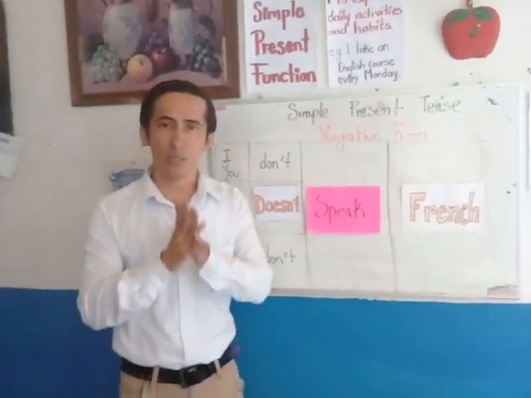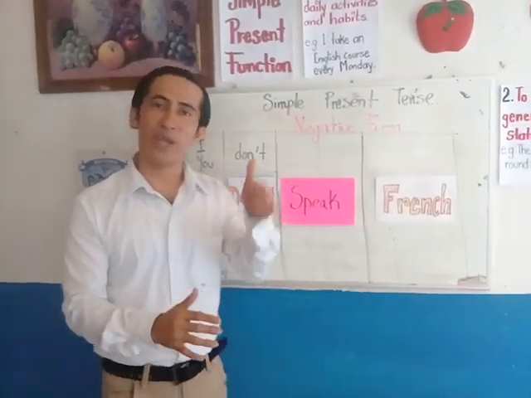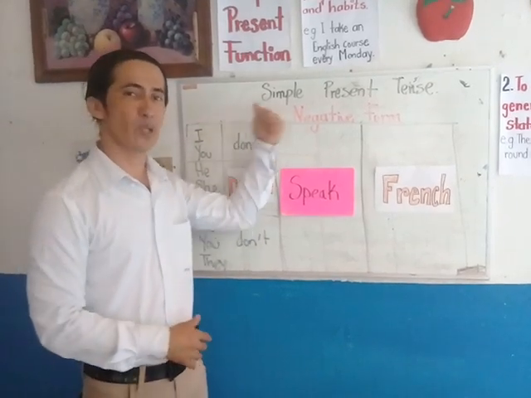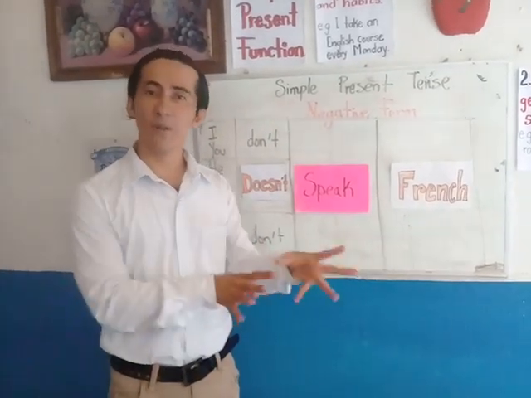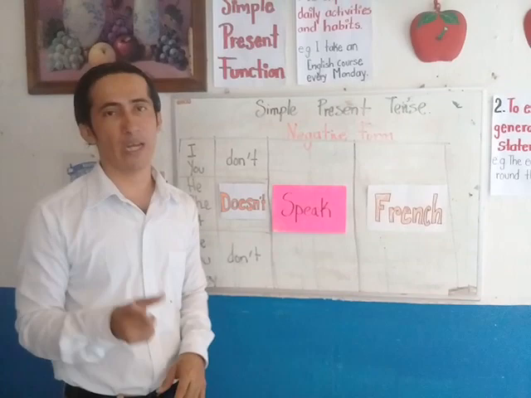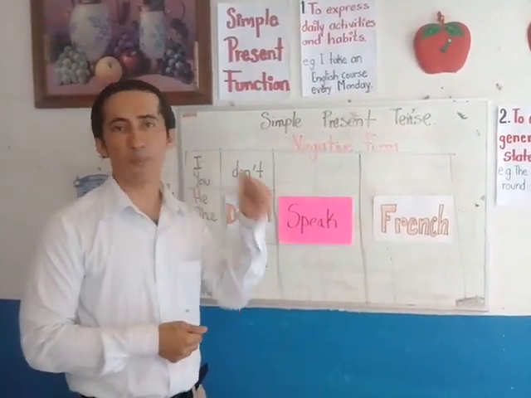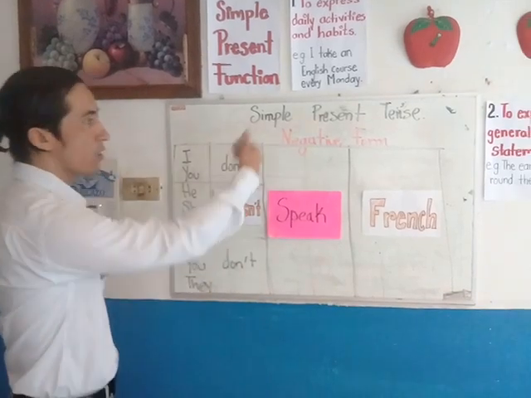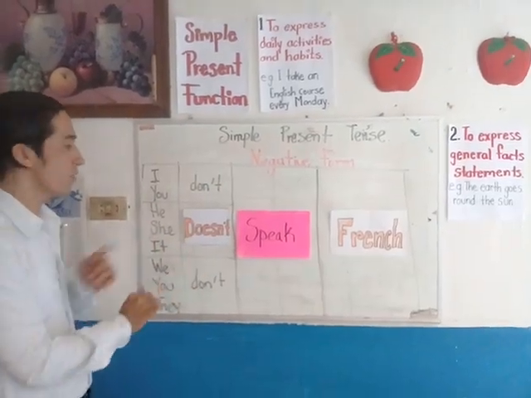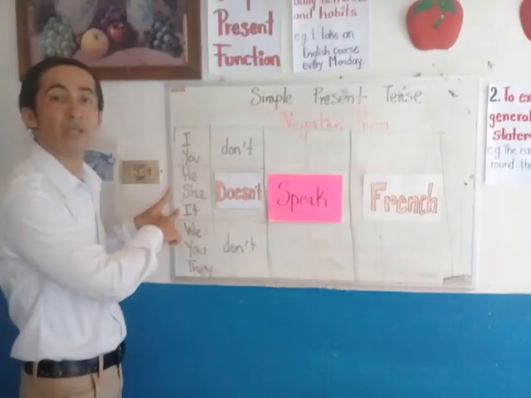Okay, so this is all for today. Remember, we studied the simple present tense in affirmative and negative form. Don't forget my recommendation to use the letter S in the third person in the positive form. And remember that when we talk about the negative form, we do not use the letter S when we talk about third person.